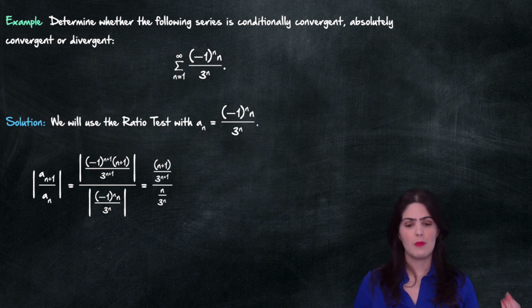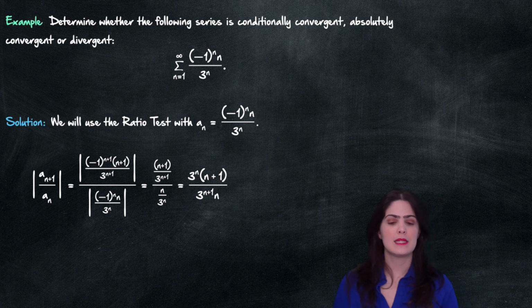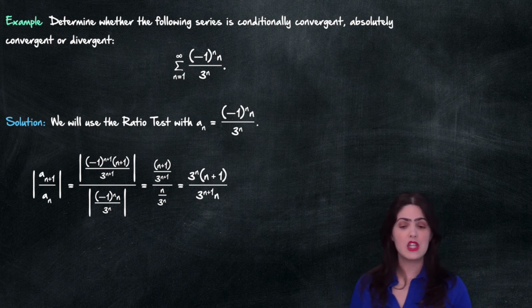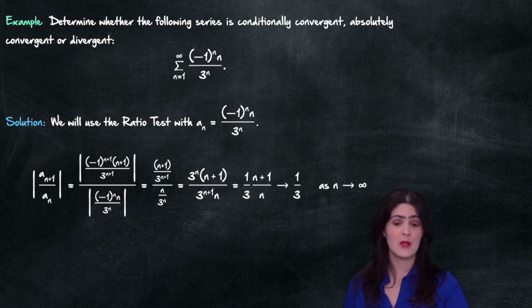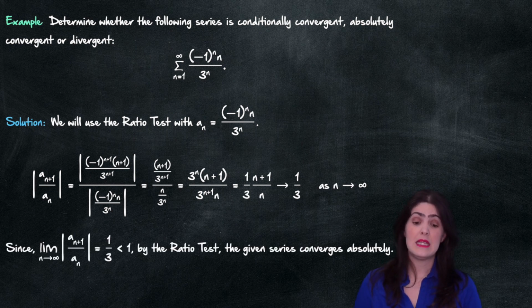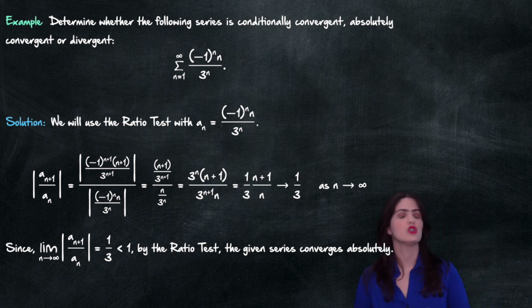So we do some computations here. Well, negative 1 to the n in absolute value is always 1, so I can just ignore it. And now when I put it all into one fraction, it looks like this. So we have 3 to the n times n plus 1 over 3 to the n plus 1 times n. And here I can see some simplification. So you have 3 to the n in the numerator and 3 to the n plus 1 in the denominator. So we get 1/3 times n plus 1 over n. But n plus 1 over n converges to 1 as n goes to infinity. So this limit is just 1 over 3. And 1 over 3 is less than 1. So by the ratio test, I know that my series converges absolutely.